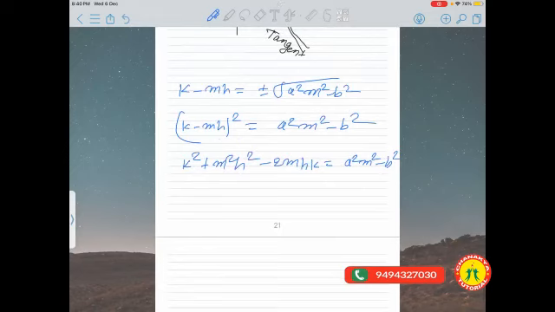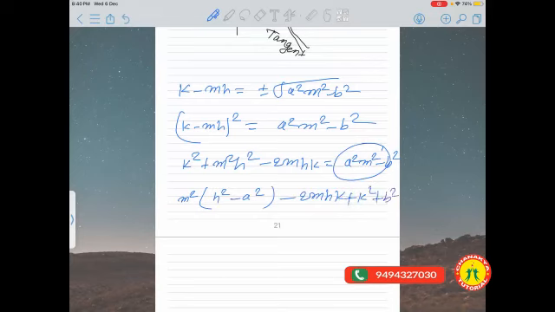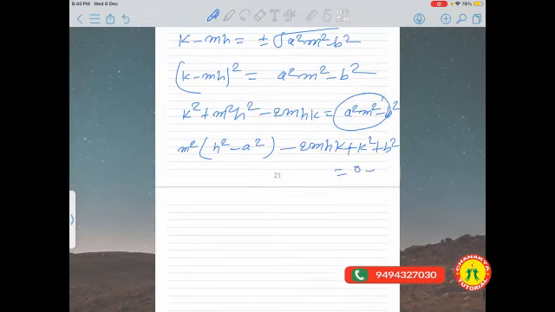So now see, मैंने क्या बोला था, make the quadratic equation in terms of m. So m square take common, so we get h square minus a square, take this in the left hand side, minus 2mhk, and the constant term that is k square plus b square. Take minus b square on the left, equal to 0. Now this is the quadratic equation. Let m1 and m2 be the roots of this quadratic equation.